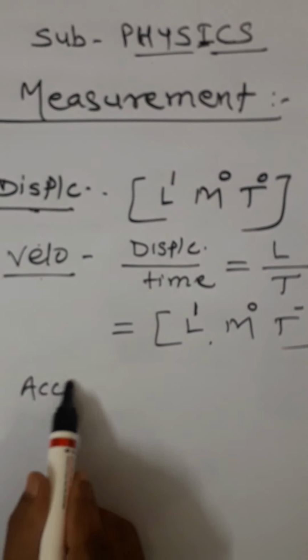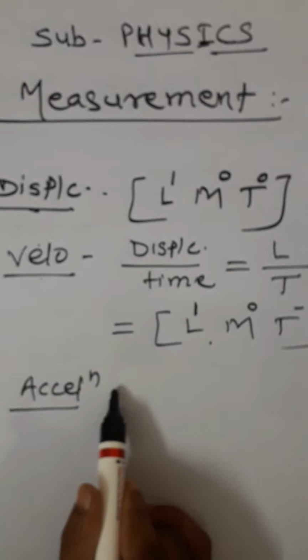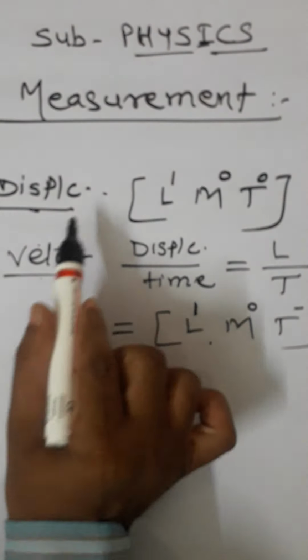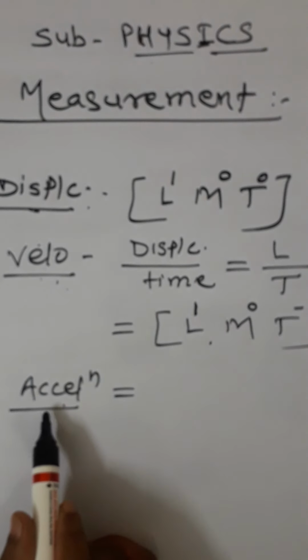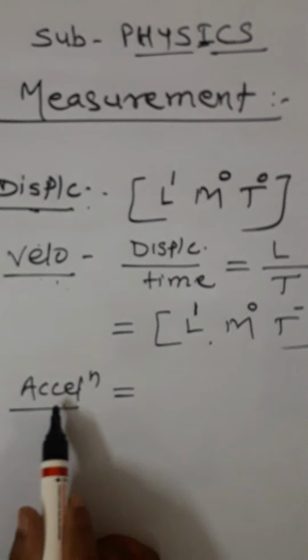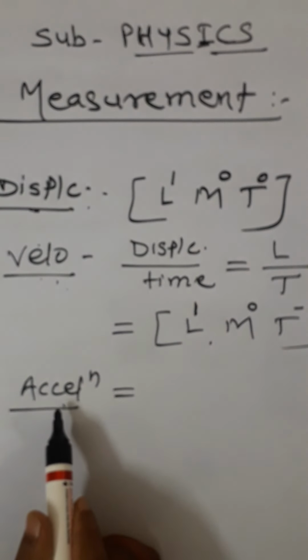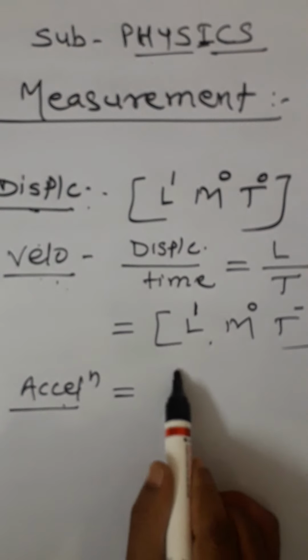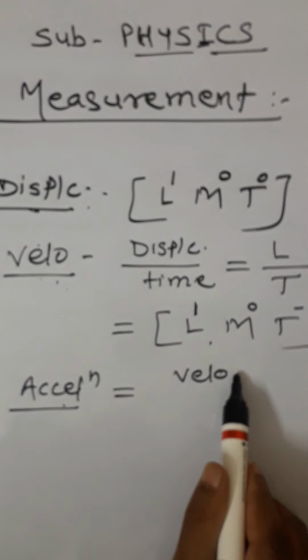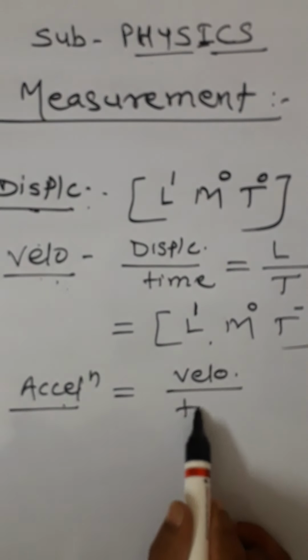Then again acceleration. We are taking such quantities that depend on each other. Velocity depends on displacement, acceleration depends on velocity. But you have to know this definition of that acceleration, basic terms. Acceleration is nothing but the rate of change of velocity with respect to time. Therefore we have to write here the acceleration is nothing but the velocity upon time.